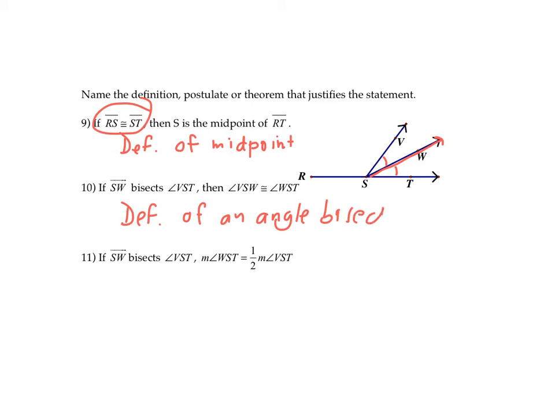Now contrast this with the next one. Number 11 says if SW bisects angle VST, then WST, that smaller angle, is half of the whole angle. This, my friends, is the angle bisector theorem.